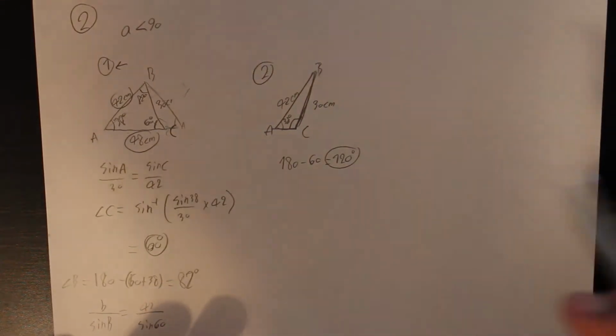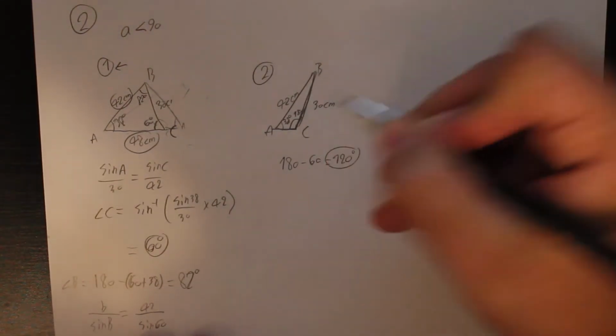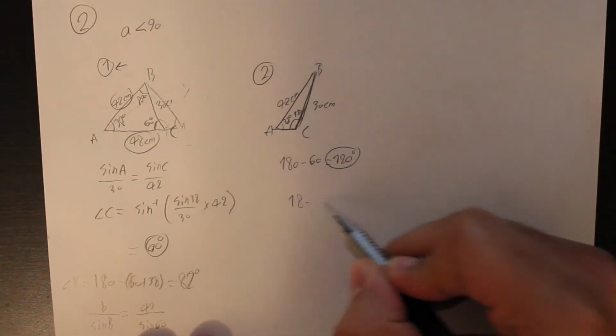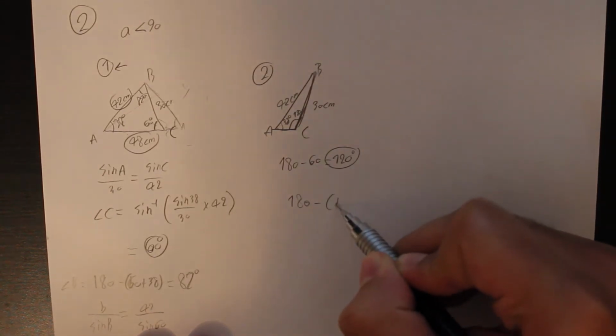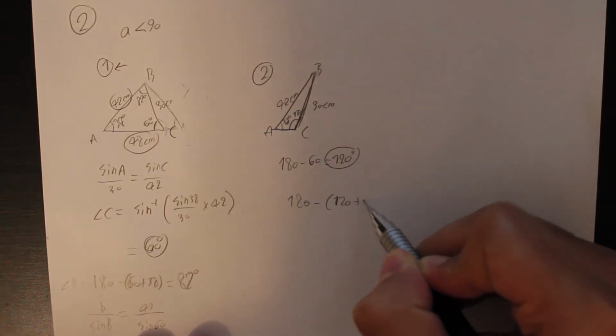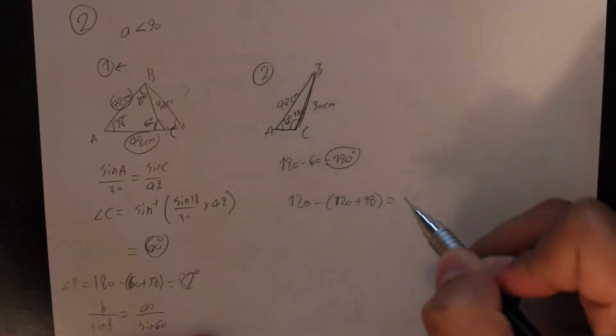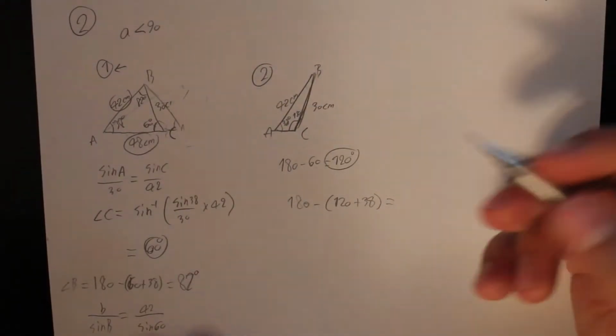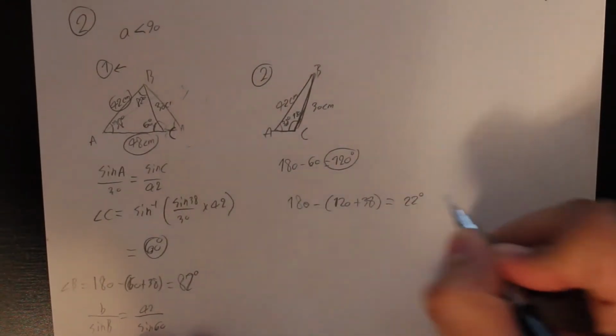So then what we do with this newfound angle 120 is the same thing. We subtract 180 minus 120 plus 38, and that would equal 22 degrees. All right.